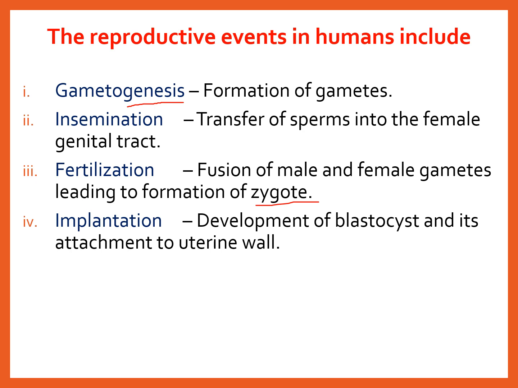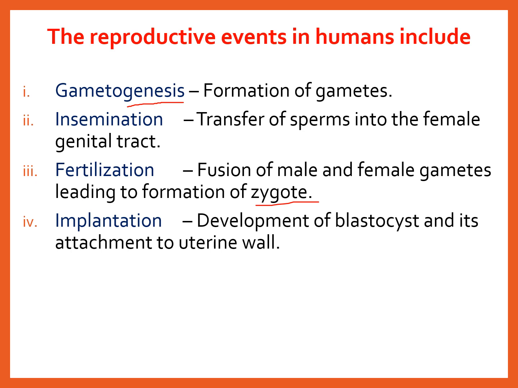The next step is implantation. Once zygote has developed, it has to attach to the mother's body to draw nutrition so that it can grow into a full-grown baby. So, implantation is the development of blastocyst. Blastocyst is nothing but zygote which has divided and redivided to form a mass of cells, and this mass of cells is called blastocyst. This blastocyst attaches to the uterine wall, and this process is called implantation.